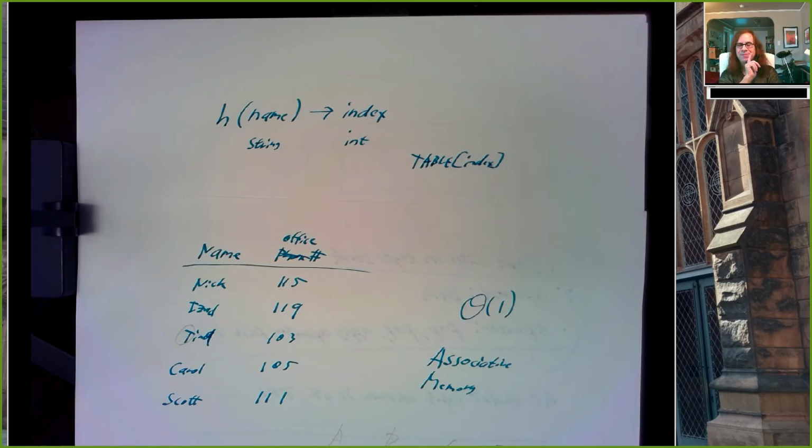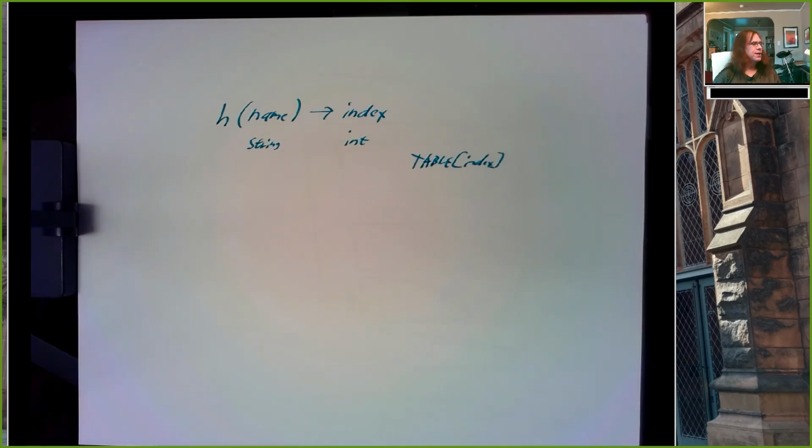Now the time is fixed, but the amount of memory you need for this is ridiculous. If your names can be 20 characters long, you need 26 to the 20th entries in your array so that each name can be stored in its own location. And that's not feasible. It's a little more feasible with, like, gray matter. We've got lots of storage space.